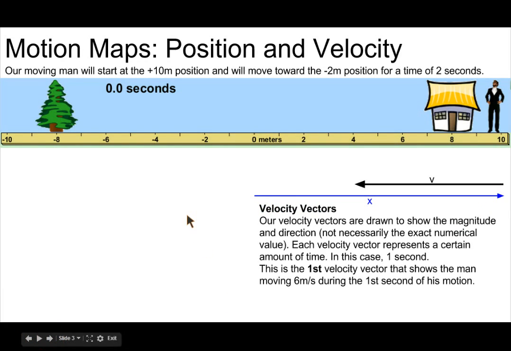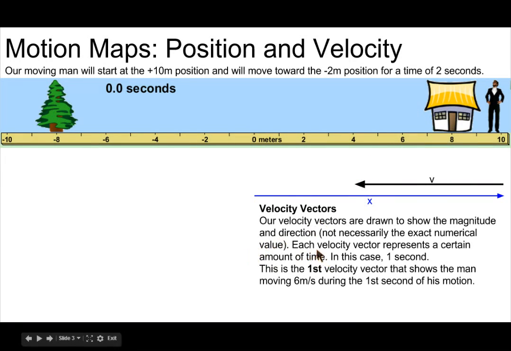Our first vector that we'll draw is the very first velocity vector. So here's this black vector. It started from his initial position over here at 10 meters, and it points to the left because that's the direction he was going in, and it represents 1 second. So he went from the 10-meter mark to the 4-meter mark in 1 second.